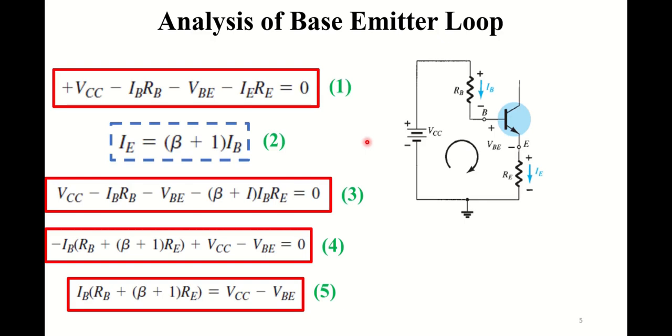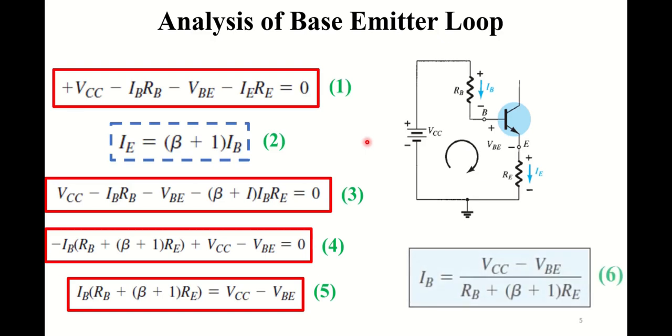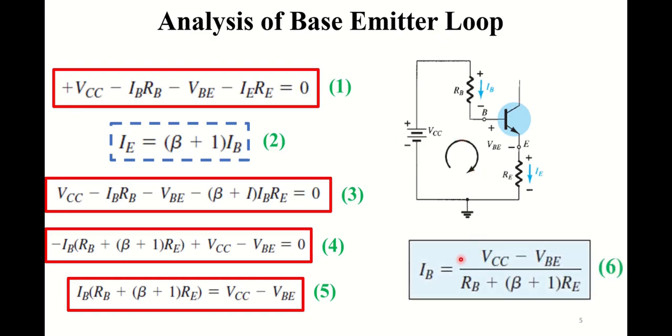Finally, the equation to calculate the base current IB can be derived by making IB the subject and shifting all quantities to the right-hand side to get equation number 6. As you can see in this whole slide, we have derived the formula for IB by applying KVL on the input loop of the emitter bias configuration.